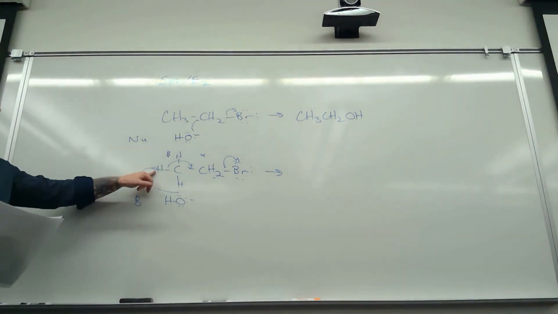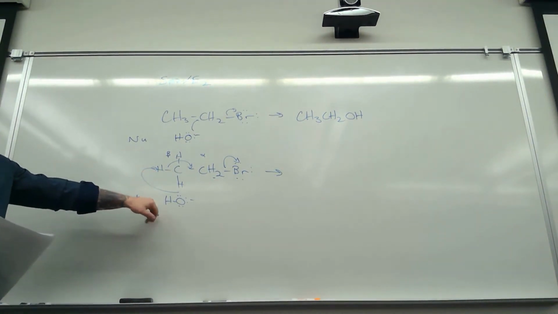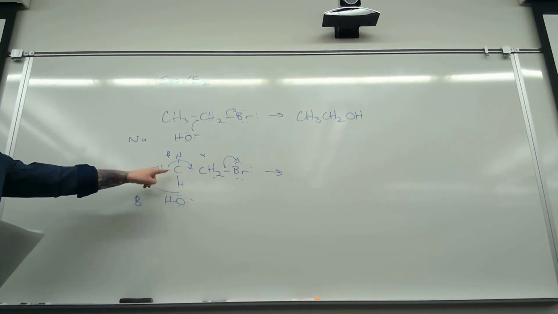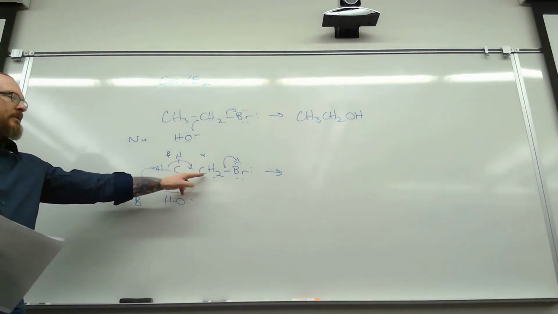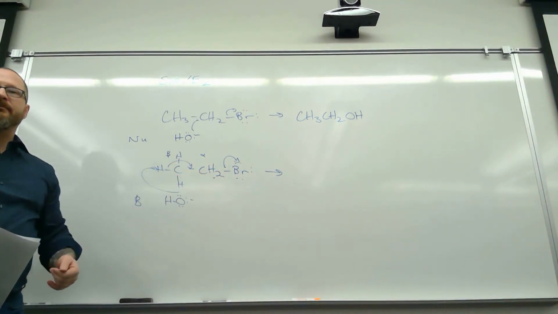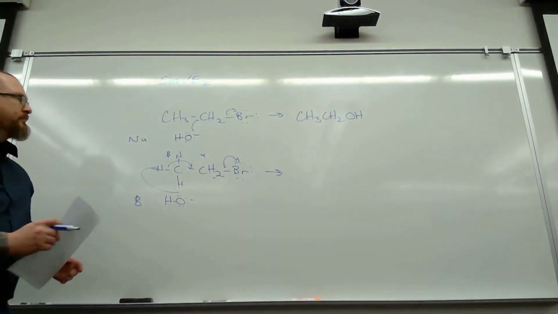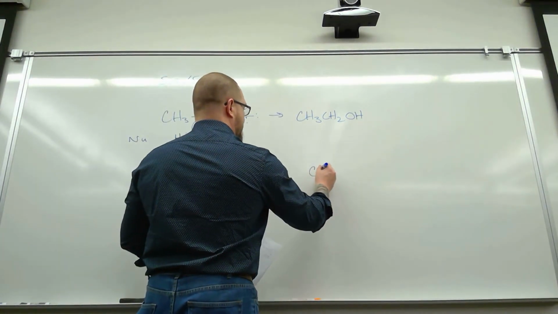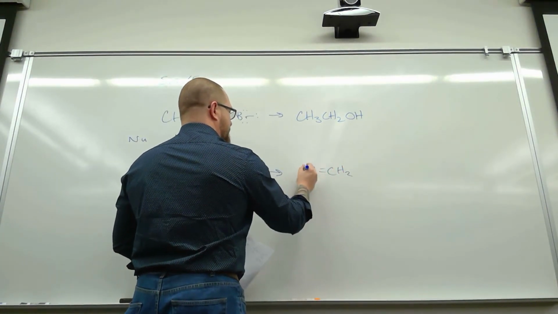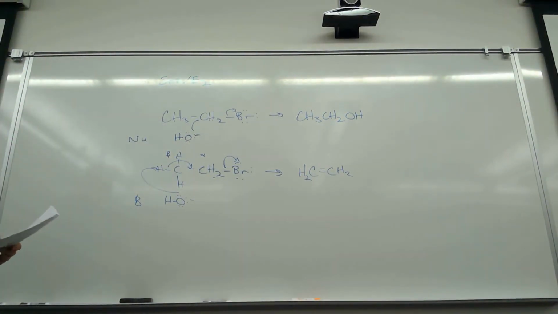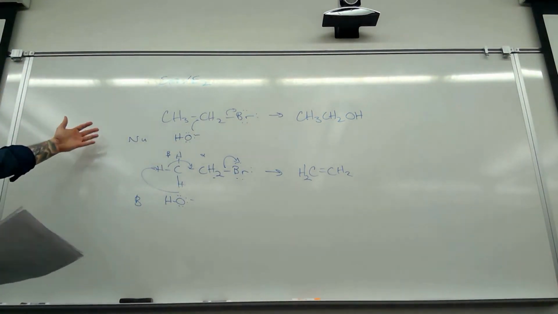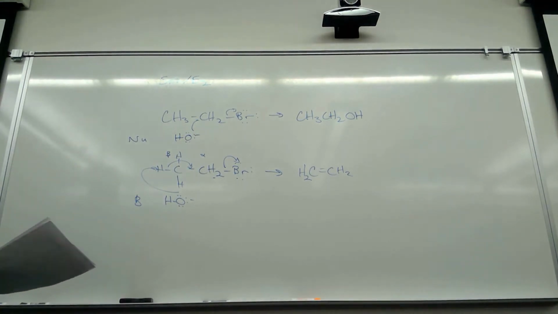So we're abstracting this proton because of the base. That exceeds the duet. These electrons move to form the double bond, kicking off the leaving group, so we don't exceed the octet on this carbon. And that just gives us this as a product. So how do we tell the difference between these given this scenario?